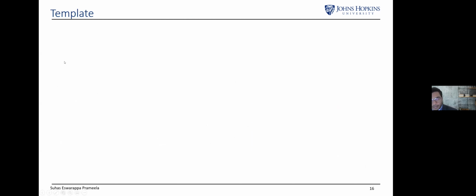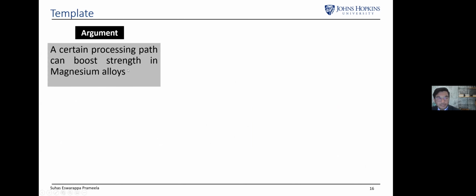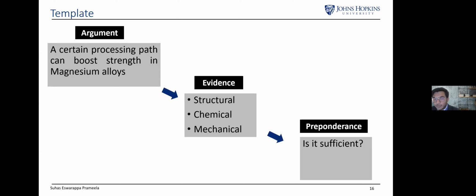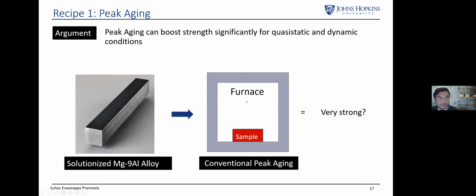So the way I'm going to talk about design recipes is I'm going to start off with an argument saying, if I do certain thermomechanical processing, it's going to boost the strength in magnesium alloys. And I'm going to give you evidence to back up that particular argument, or maybe go against that argument. And finally, we'll ask the question of preponderance. Is this sufficient, right?